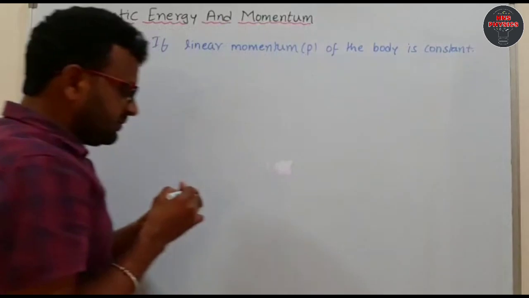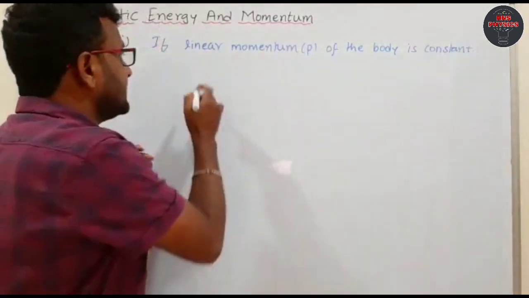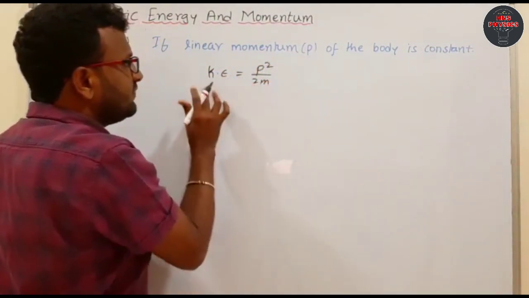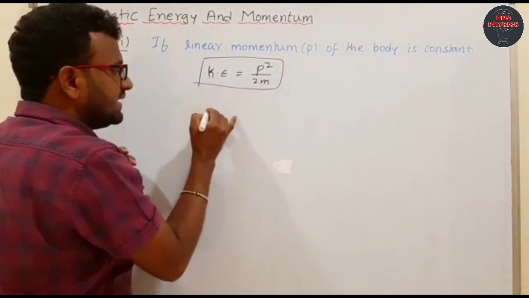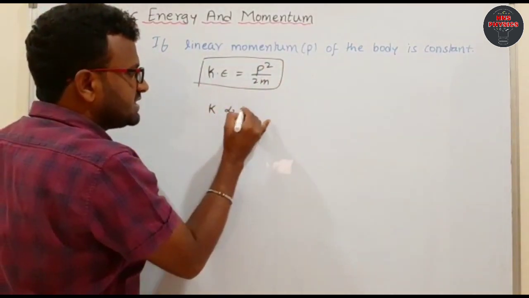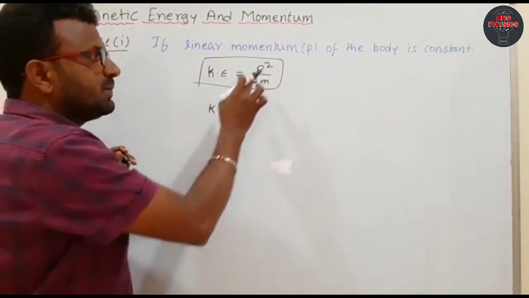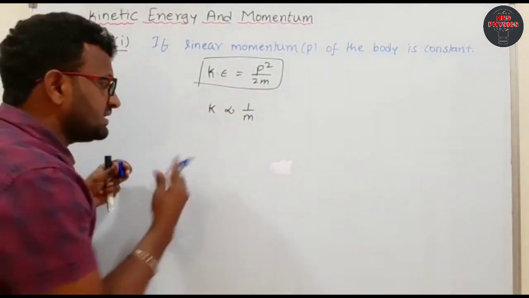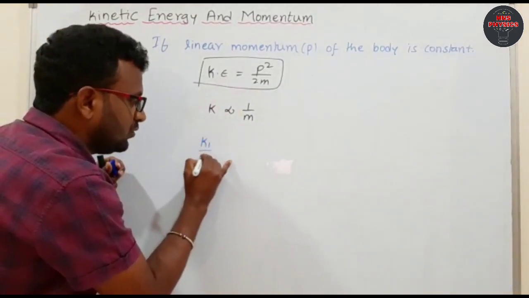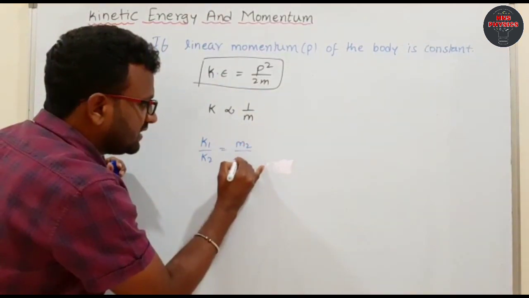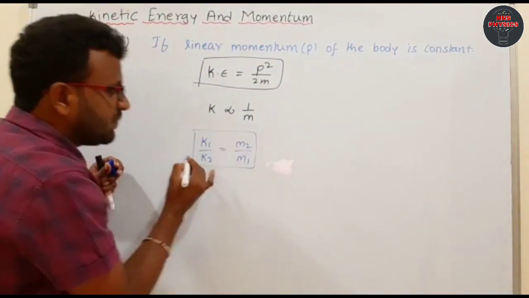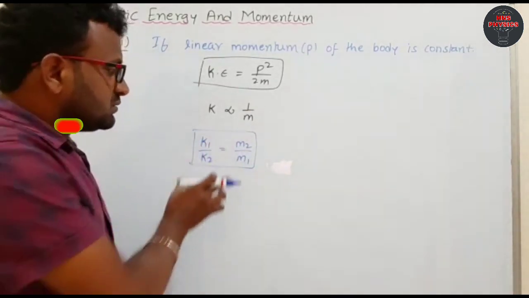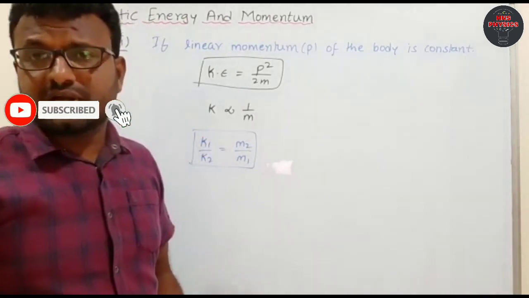What is the relation between the kinetic energy and momentum? That relation is kinetic energy equal to P square by 2m. If I represent the kinetic energy with the letter K, then K is inversely proportional to the mass of the body, because here P is constant and 2 is also constant. From here we get one relation: K1 by K2 equal to M2 by M1, because kinetic energy is inversely proportional to the mass of the body. So K1 by K2 equal to M2 by M1. We can use this relation while doing numerical problems.